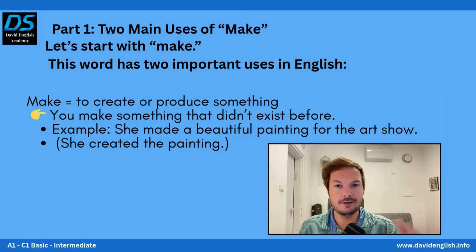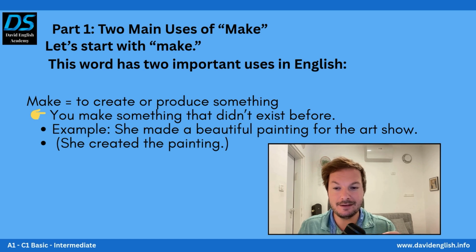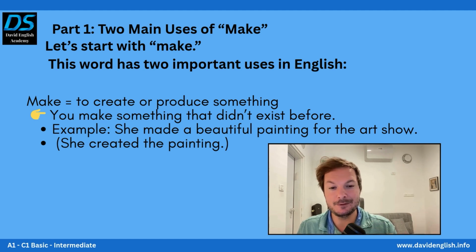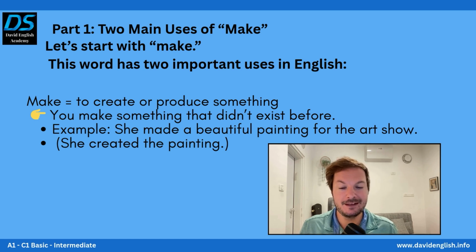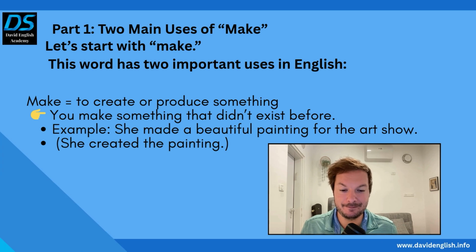Part 1. The two main uses of make. Let's start with make. This word has two important uses in English. Make is to create or produce something. You make something that didn't exist before. Here's an example. She made a beautiful painting for the art show, which means she created the painting.